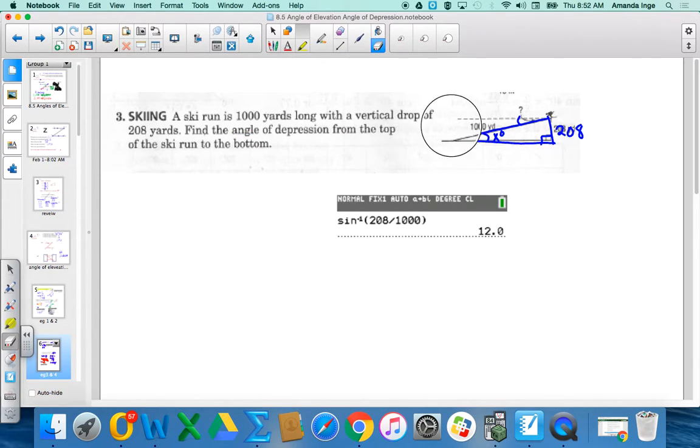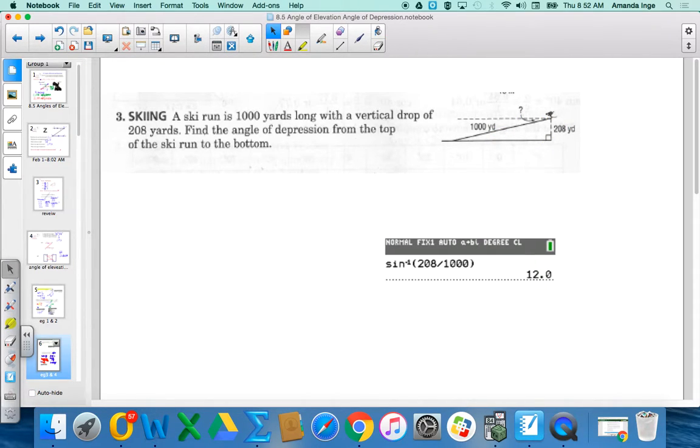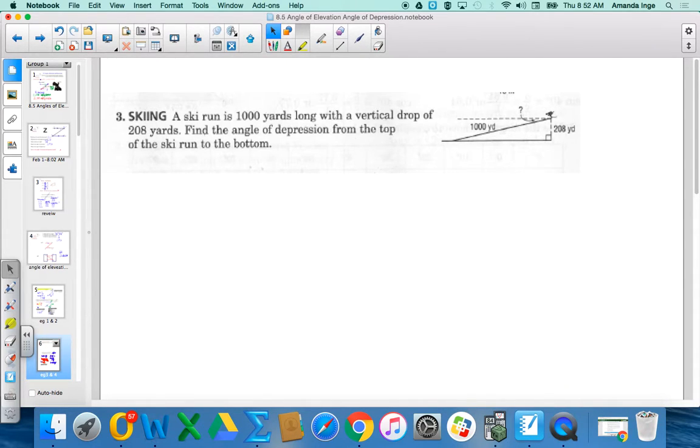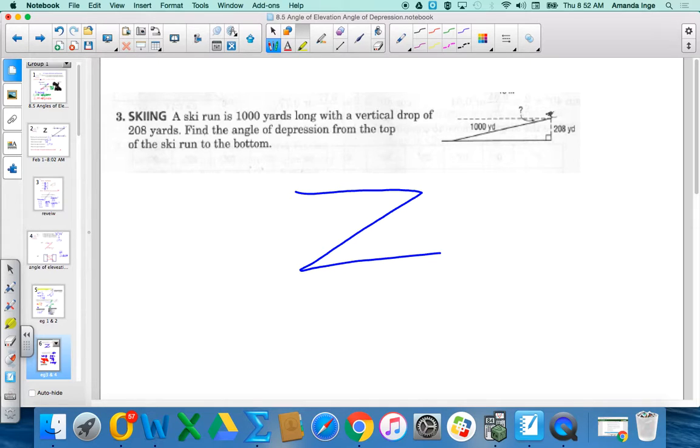Problem number 3. Once again, if you don't have a picture, draw one. It says a ski run is 1,000 yards long with a vertical drop of 208 yards. Find the angle of depression. So, what's the angle of depression? This is the angle of depression. So we're looking for this angle.